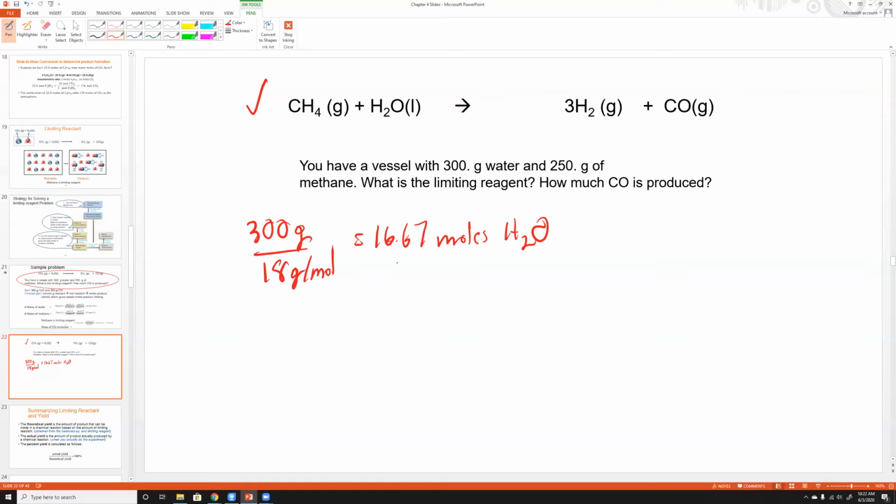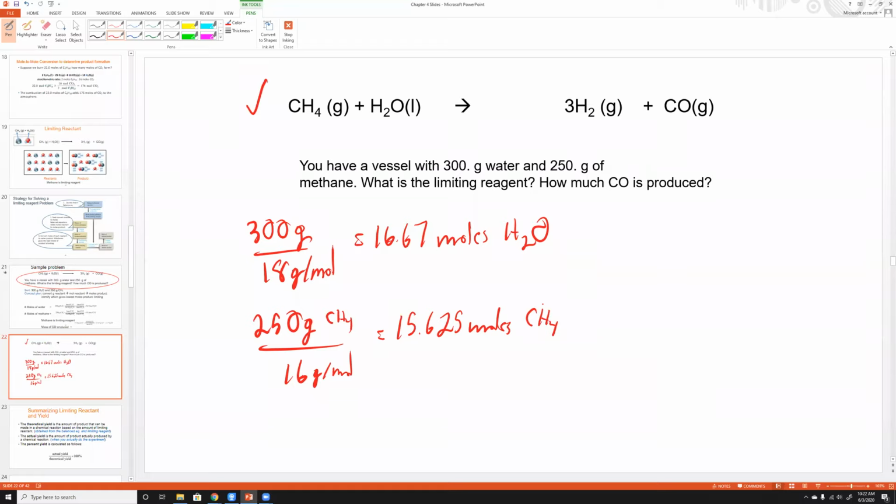So that's one reactant. Second reactant, 250 grams of CH4. Molar mass of CH4, 12 plus 4 is 16. And this is going to be 250 divided by 16. 15.625 moles of CH4. Okay, so now let's see how many moles.